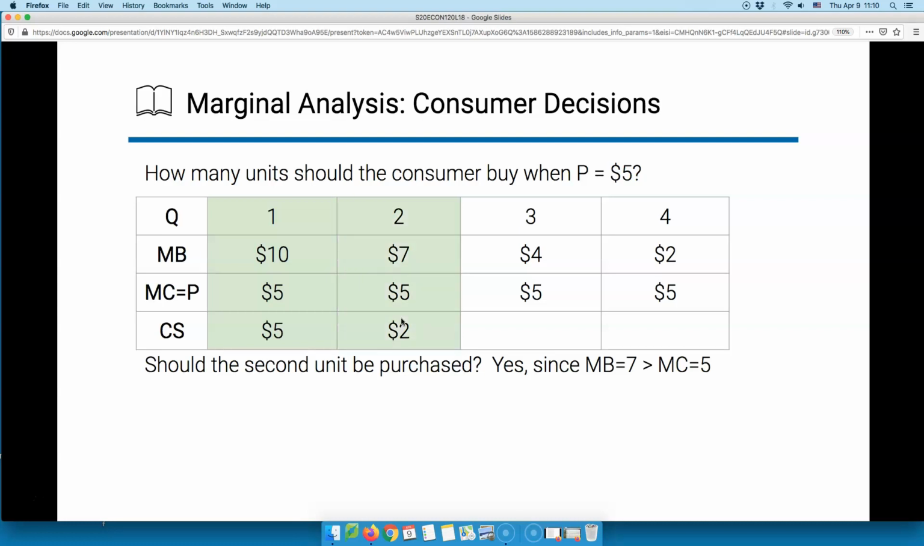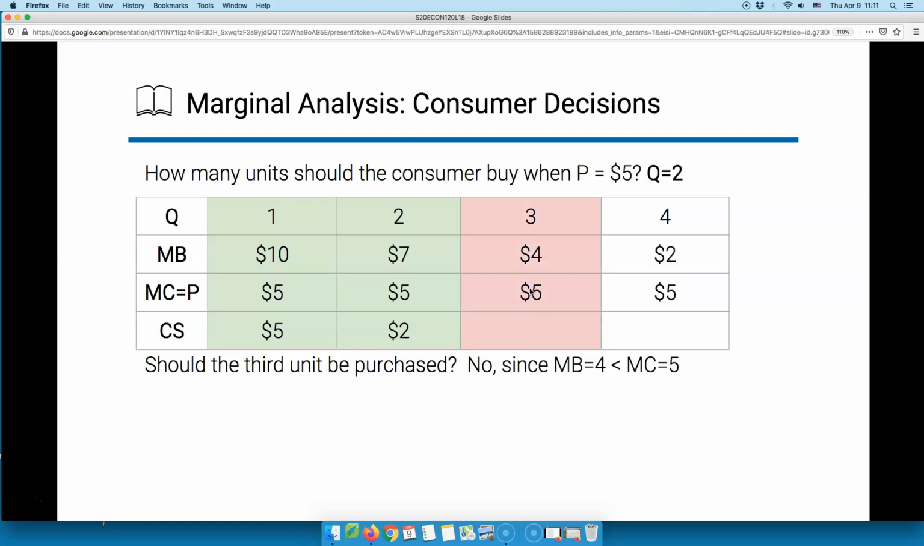What about the third unit now? Should the third unit be purchased? Its marginal benefit is only 4, whereas the cost is 5. So by buying the third unit, you will actually lose value rather than add value to your consumption, because you'll be paying $5 for something that you don't value as much as $5. You value it for less. So the answer here, no, you shouldn't buy the third unit because its marginal benefit is way too small relative to its cost. You should stop at 2. And so the answer to the original question, how many units should the consumer buy, is 2. Buying 2 units will generate a total consumer surplus of $7 for this consumer.